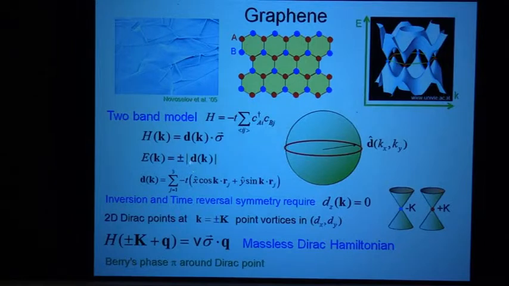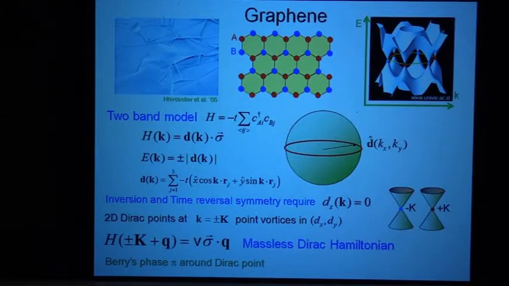In fact, that is what happens at the corners of the Brillouin zone. At the corners of the Brillouin zone, there are these singularities around which the D vector wraps by 2 pi, and there you know that at the singularity, the magnitude of the D vector has to go to 0, because otherwise you wouldn't be able to have this non-trivial winding. And when the magnitude goes to 0, then you have this gapless point, this gapless Dirac point.